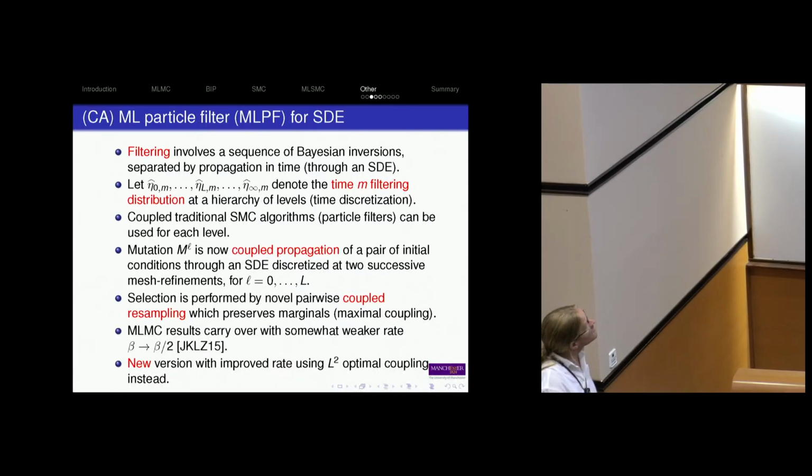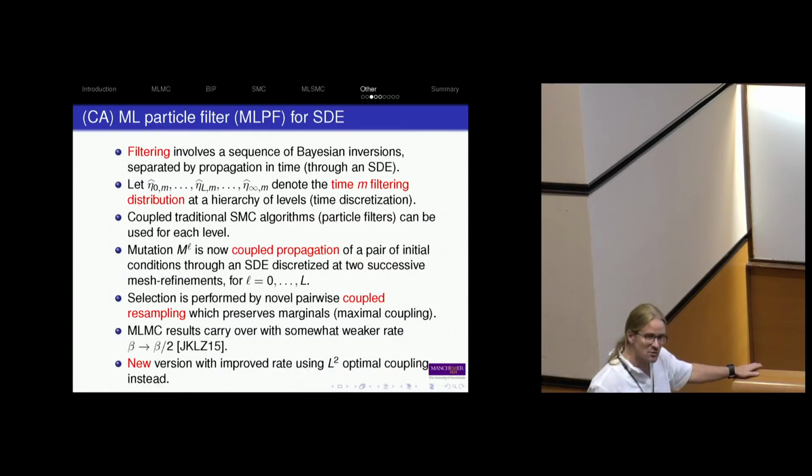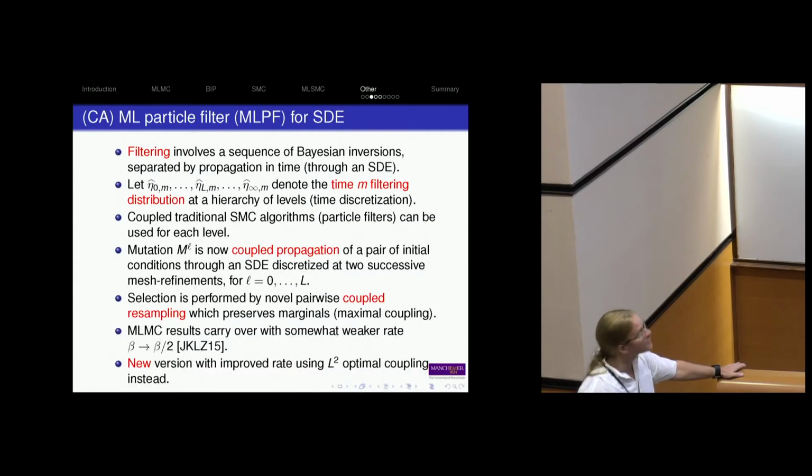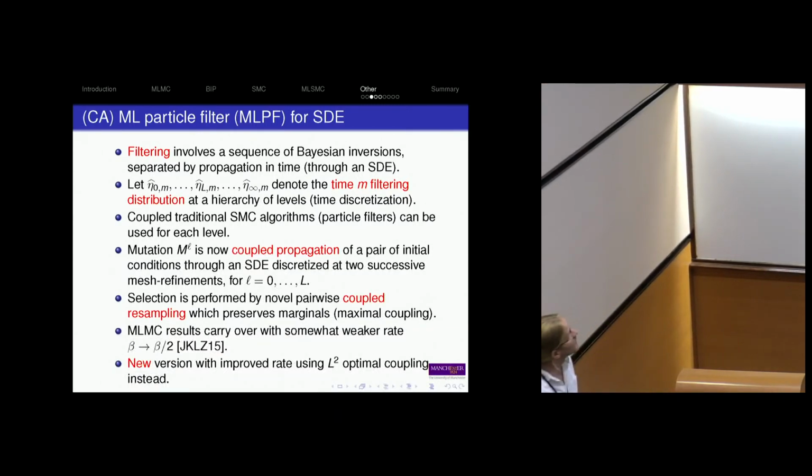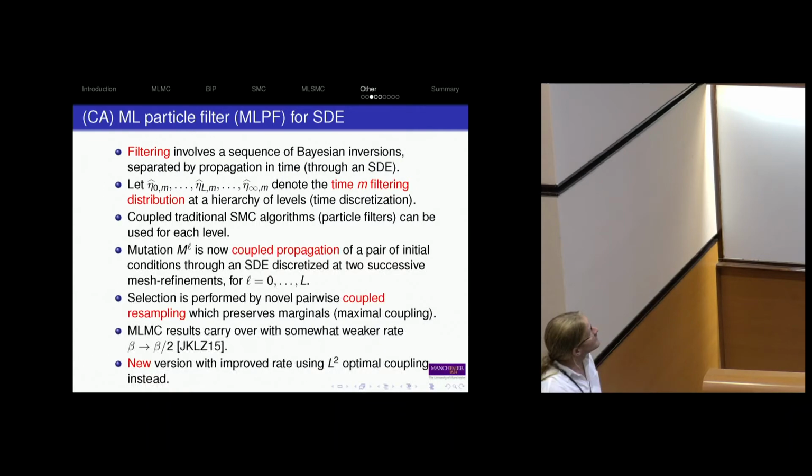Then we can use coupled traditional SMC algorithms for each level. Each level will have a pair of coupled particle filters. So the question is, how do we couple these particle filters? Mutation is quite obvious, as I showed early on. You use the same method that Giles used to estimate the expectation of options. It's given by a coupled propagation of a pair of initial conditions through an SDE at two successive mesh refinements. And then the selection.